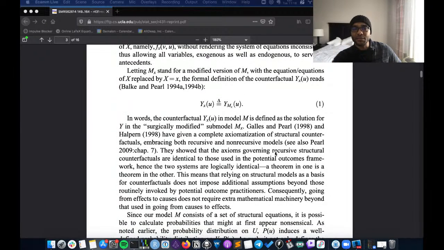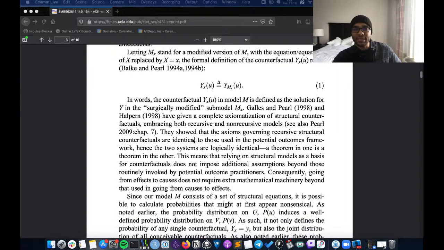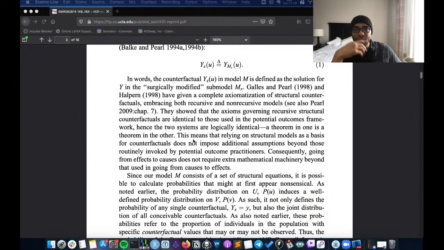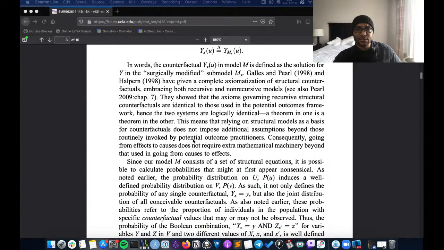All right, then we have, I think it's pronounced Galles and Pearl and Halpern have given a complete axiomatization of structural counterfactuals, embracing both recursive and non-recursive models. I think recursive just means, not recursive in the computer science sense, that you have a directed graph with cycles, and non-recursive means a DAG. Well, I could be wrong about that.